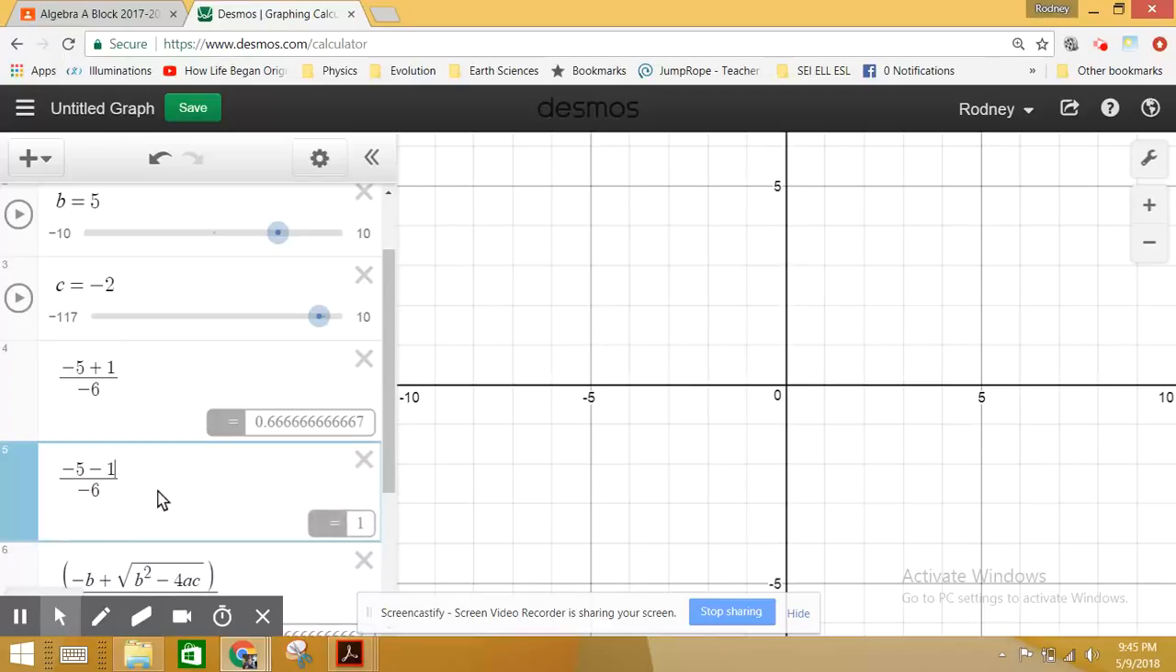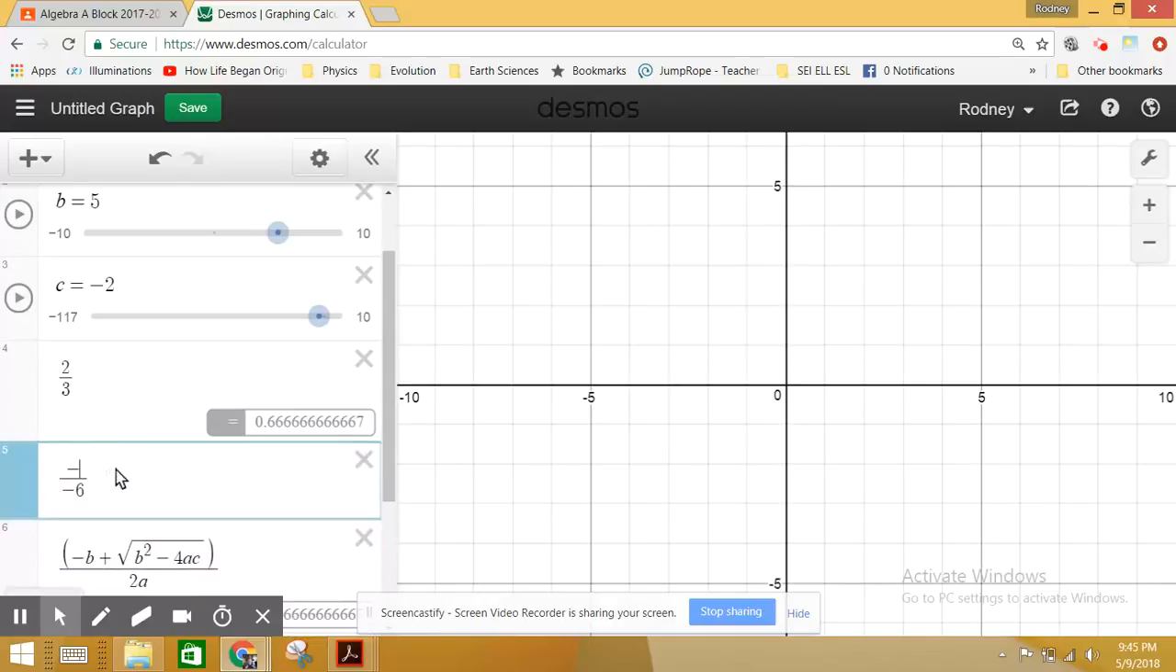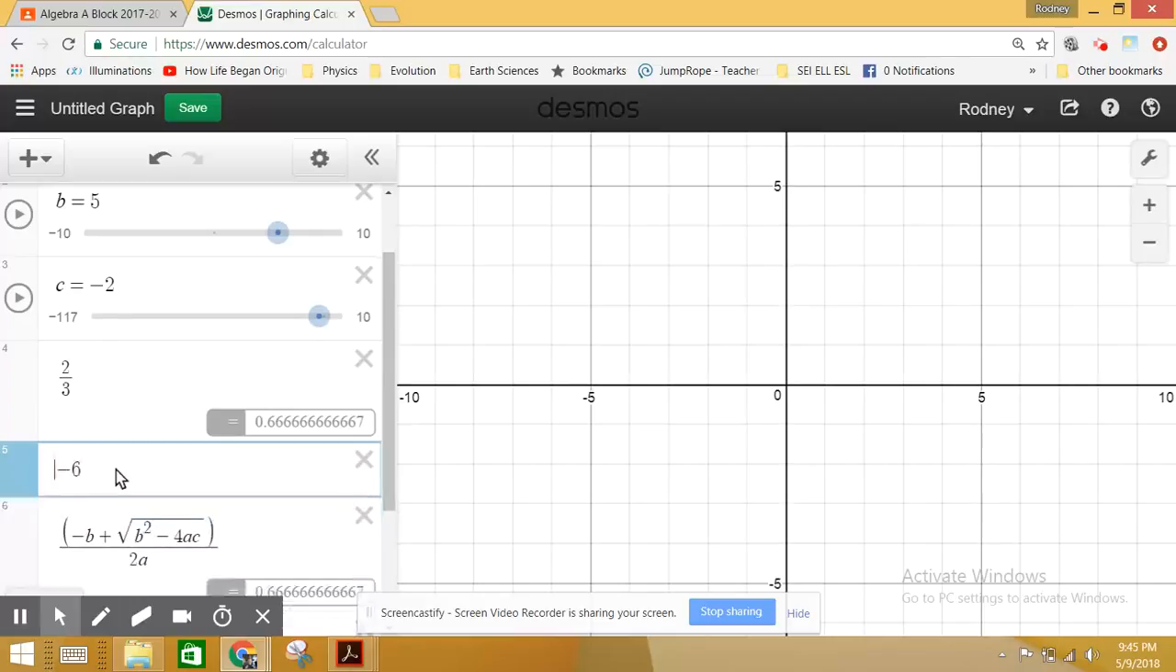Okay, so now we can simplify further. In the top one, it becomes negative 5 plus 1, which is negative 4. Since they're both negative, the negatives cancel out. Negative over negative is positive. 4 over 6 is the same as 2 over 3. Negative 5 minus 1 is negative 6. Negative 6 over negative 6 is definitely 1. And those are my answers. Okay, so 2/3 and 1 are my answers.